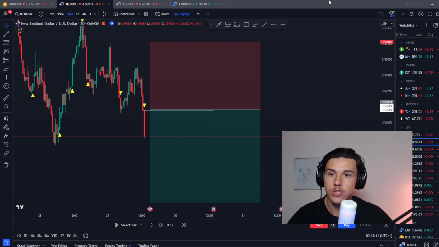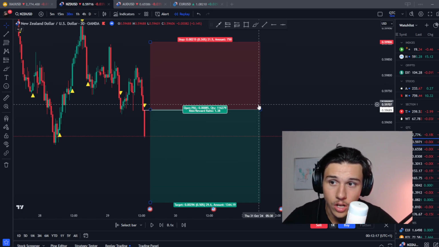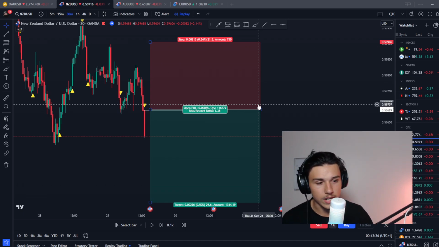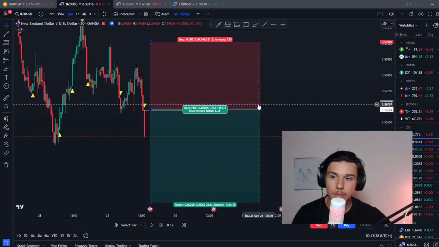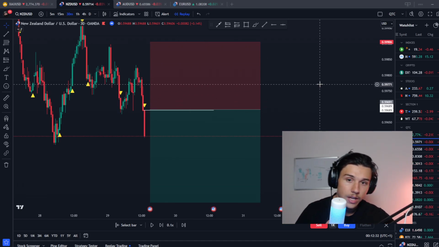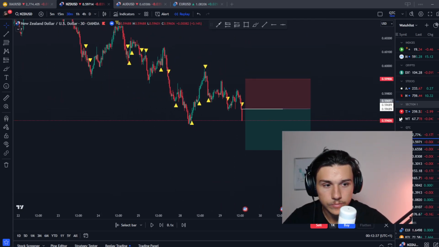So, first trade was New Zealand USD. Now, why did I trade New Zealand dollar USD? Because honestly, it had the least amount of volume out of all pairs. So today was a crazy day. We had a lot of volume on all forex pairs, but I felt like NZD USD had the least amount of volume. Therefore, I traded it. It felt more safe.